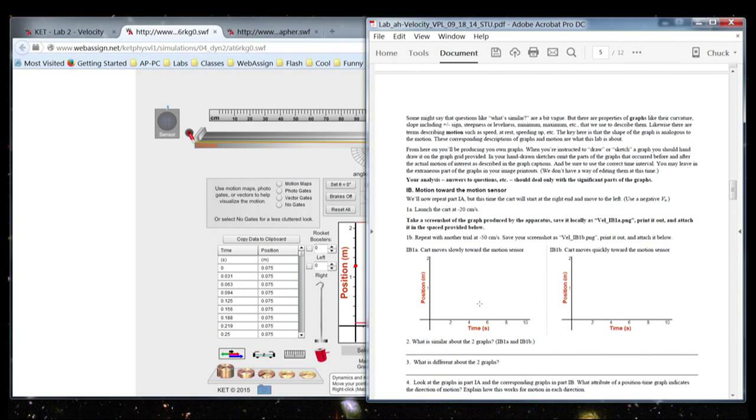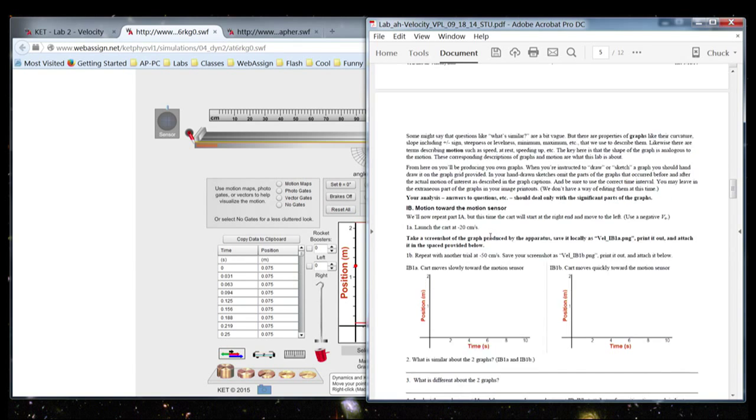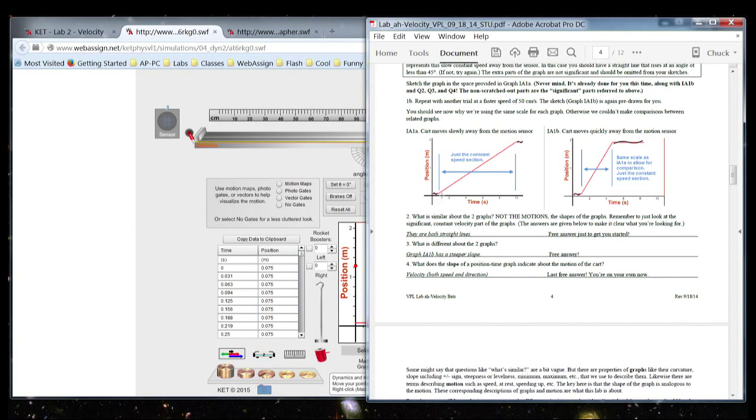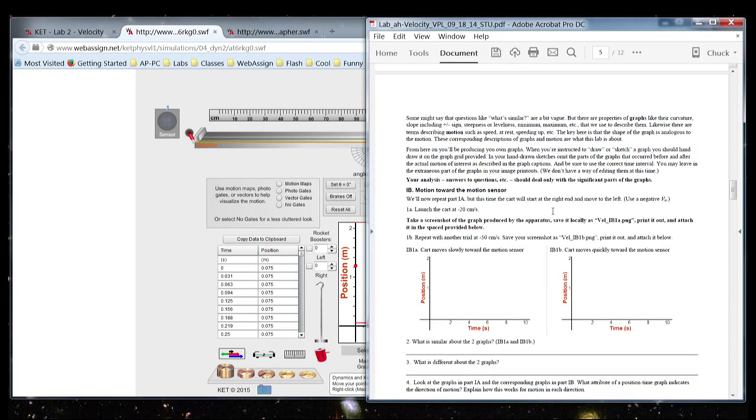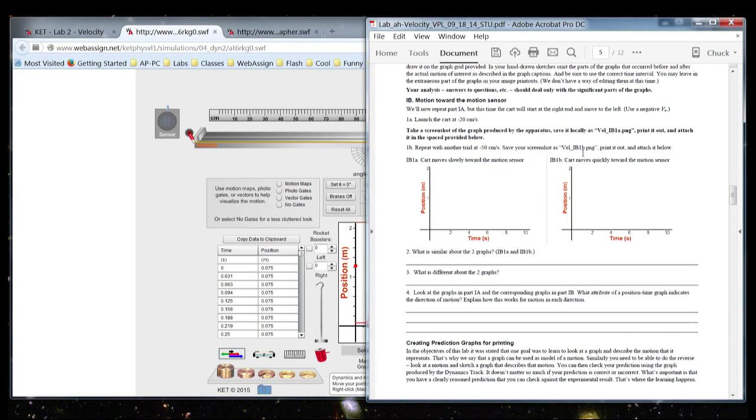And what we're doing here now is to launch the cart at -20. And the second thing is repeat with another trial at -50. So I think you can see you're doing the same thing as on the previous page. In this case, it's 20 centimeters per second. This one's 50 centimeters per second, probably. Yeah, that's what it is. Here it's -50, and then there's -20, and then -50. And you're going to go ahead and do that.